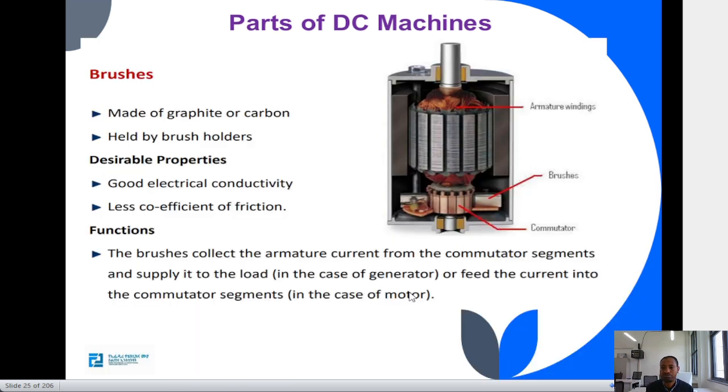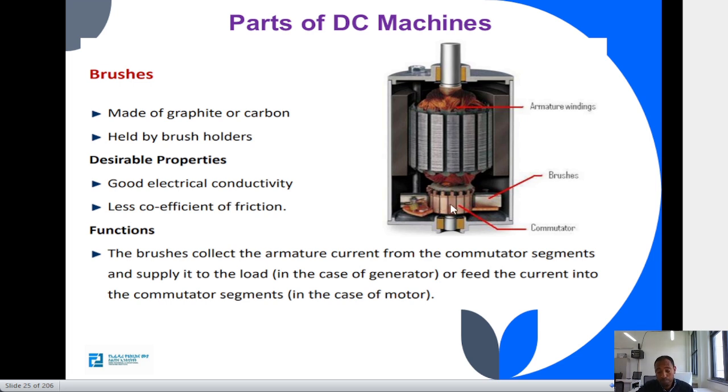And the last one is the brush. This is the commutator we said, and this one is the brush. This brush is a special type of material made of graphite or carbon, and it is held by the brush holder. What makes this material special is that it has to fulfill certain properties. One, good electrical conductivity has to be there. Second, a low coefficient of friction, because this is a rotating part that is in contact with the brush, unless it will create a fire here.